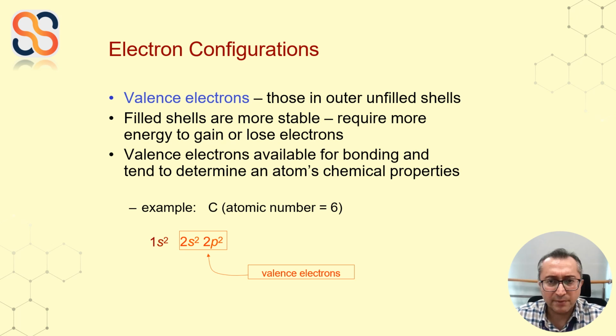Another thing to remember is that the number of valence electrons influences an atom's ability to either gain, lose, or share electrons to achieve stability. For instance, carbon has 4 valence electrons, so it tends to share electrons, forming covalent bonds. On the other hand, sodium, with just 1 valence electron, tends to lose it easily to achieve a more stable electron configuration.